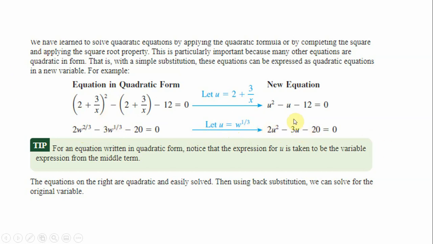now 2u squared minus 3u minus 20. I can solve for u using my quadratic techniques, and then I just remember that u is equal to w to the 1/3, cube both sides in this case, and I would have my w. So the equation on the right is quadratic, easily solved. Then I use back substitution. That's basically taking this number, sticking it back in, and solving.